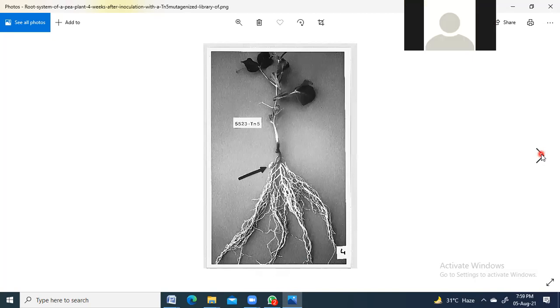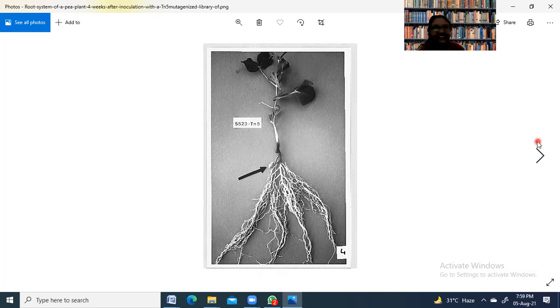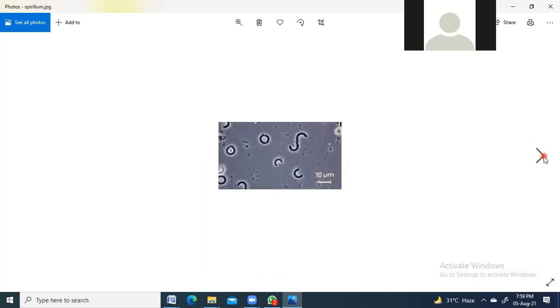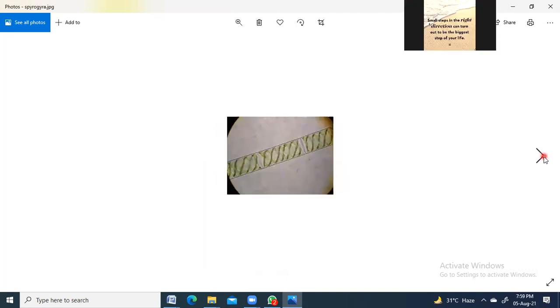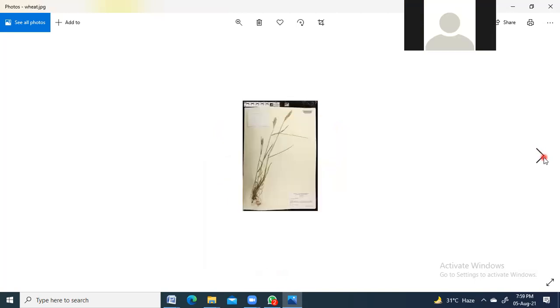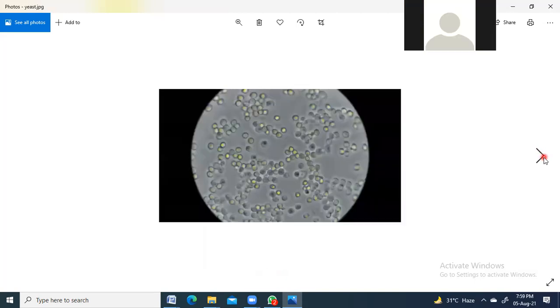Ma'am, root. Rose. It is a pea plant. Ma'am, it is a root, and it is a dicot. What is this? Spirillum. Very good. What is this? Spirogyra. Chalo. This is the herbarium of this.